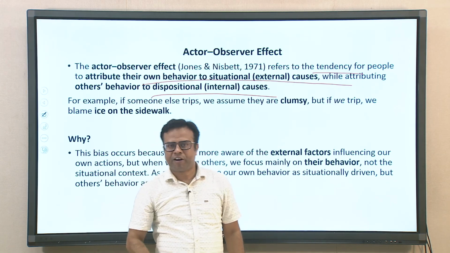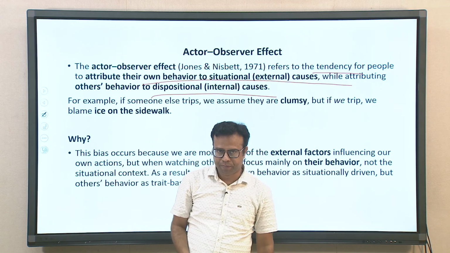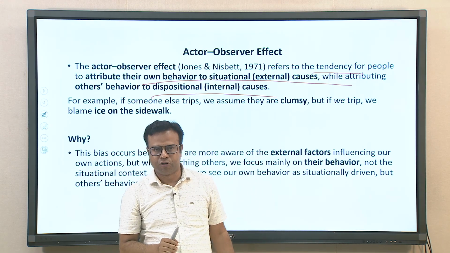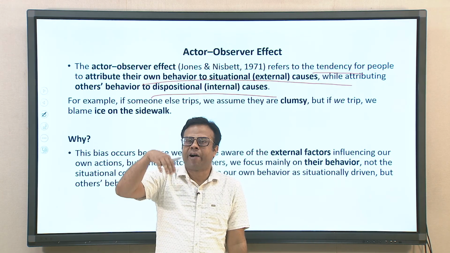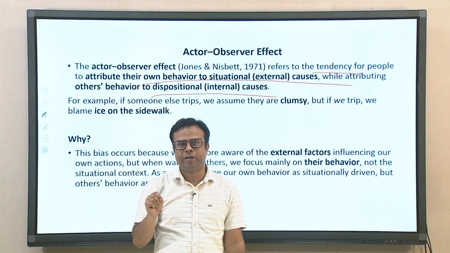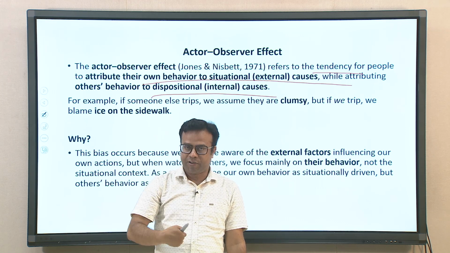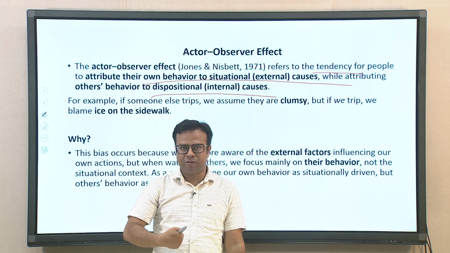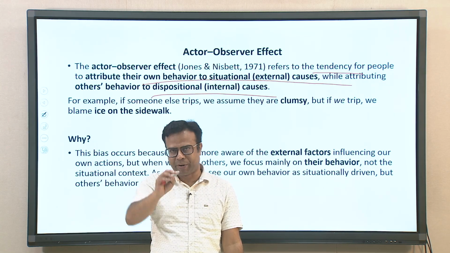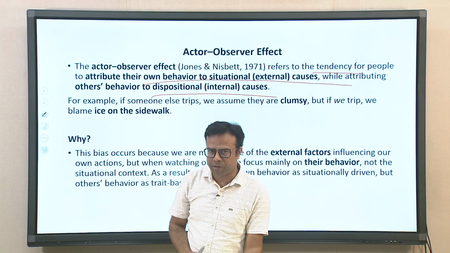So, actor observer effect, another bias in the attribution, is the actor observer effect. It is just opposite to what we have discussed in the fundamental attribution. When we find causes of others' behavior, we always attribute they are behaving because of internal reasons or the personal characteristics. But when we try to find reasons for our own behavior, we always say I have behaved because of the situational reasons, not because of the personal characteristics, particularly in the negative context. So, that is called actor observer effect.